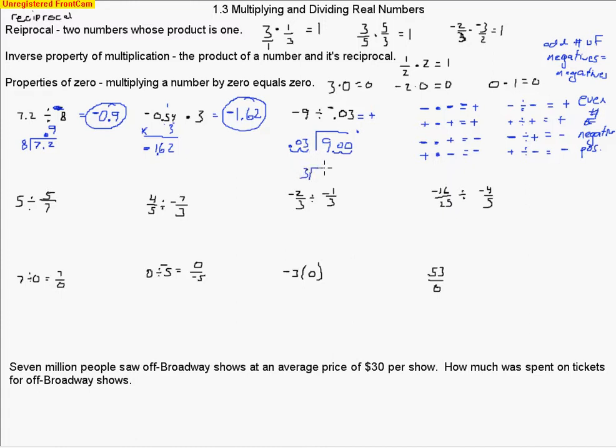So let's go ahead and rewrite that. And the decimal goes at the end. So 3 goes into 9 3 times. 3 goes evenly, and 3 goes into 0 0 times. So 300 is the answer.